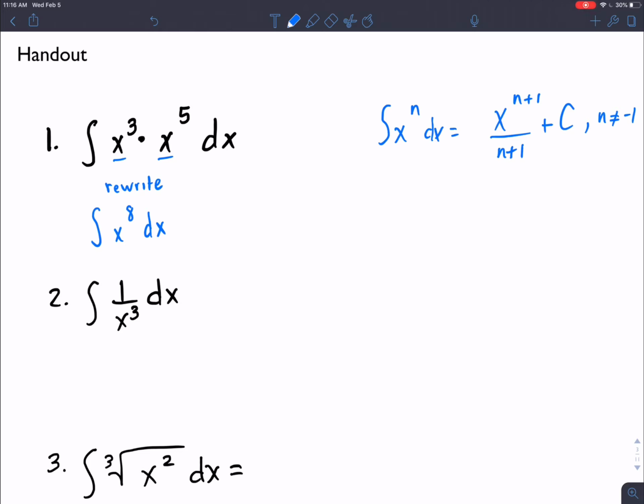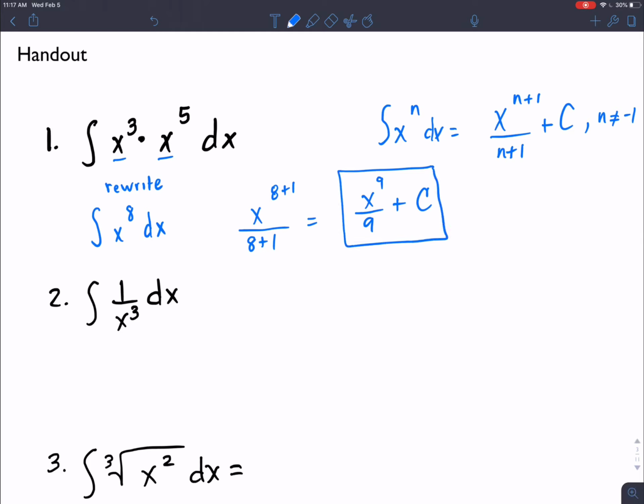So here we're going to take that, using this formula, we'll have x to the n plus 1. In this case, our n is 8, so n plus 1 over n plus 1. And that's just going to simplify to x to the 9th divided by 9. And then this is the thing we've got to remember, plus some constant.